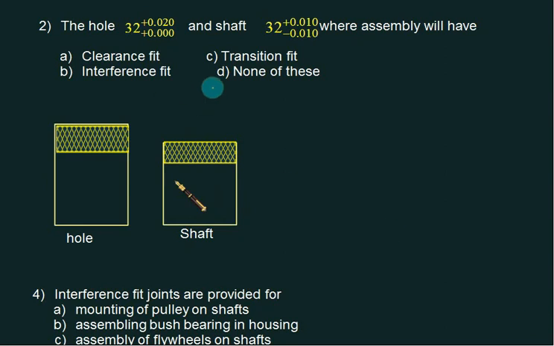We are given a hole of 32 plus 0.02 and 32.00, and a shaft of 32.010 and 32 minus 0.010. You have to identify which type of fit we have. So our maximum dimension for hole is 32.02 and minimum dimension is 32 only. And the maximum dimension for shaft is 32.01 and the minimum dimension is 31.99. So naturally the tolerance bands of the two overlap each other. This represents a transition fit. So choice C is correct.